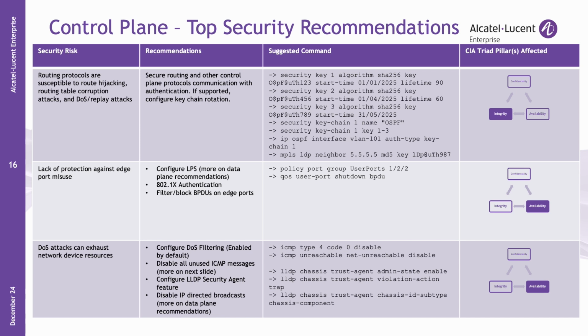Now we will present the control plane top security recommendations based on the risks. The first security risk is that routing protocols such as OSPF, ISIS, BGP, LDP, and many others are susceptible to route hijacking, corruption of the route table, and DOS or replay attacks. This can be mitigated by securing your routing protocols with authentication. There are multiple methods to authenticate your routing protocols. If it's supported, it's recommended to configure keychain-based authentication with key rotation for the maximum security.